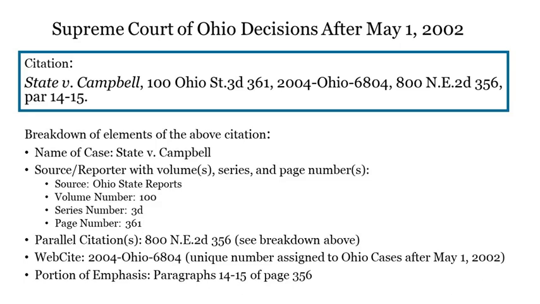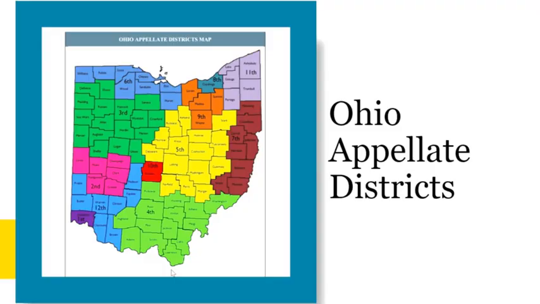So let's look at Ohio appellate districts. Note that there are 10 appellate districts in Ohio based on a specified geographic breakdown of the state. For reference, Cincinnati is in the 1st district, Cleveland is in the 8th district, and Columbus is in the 10th district. The district numbers included in appellate court case citations let you know where the decision was ruled.